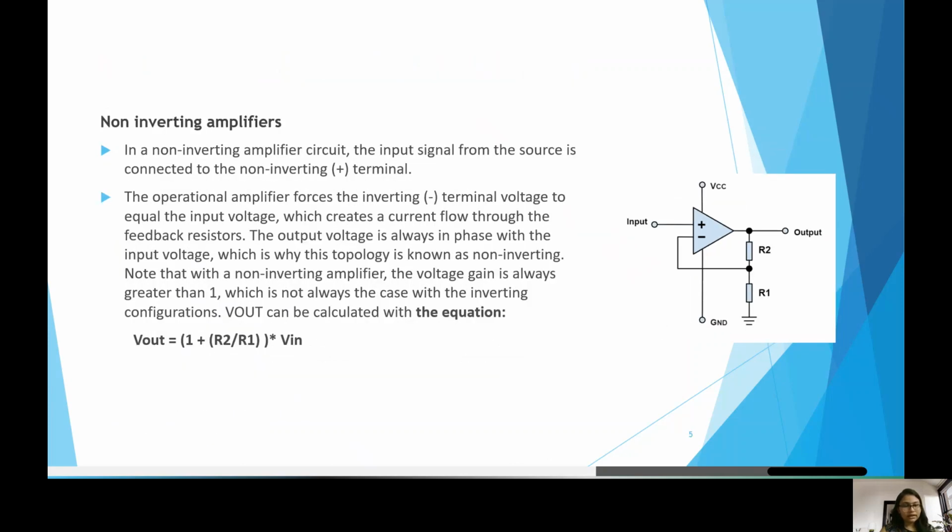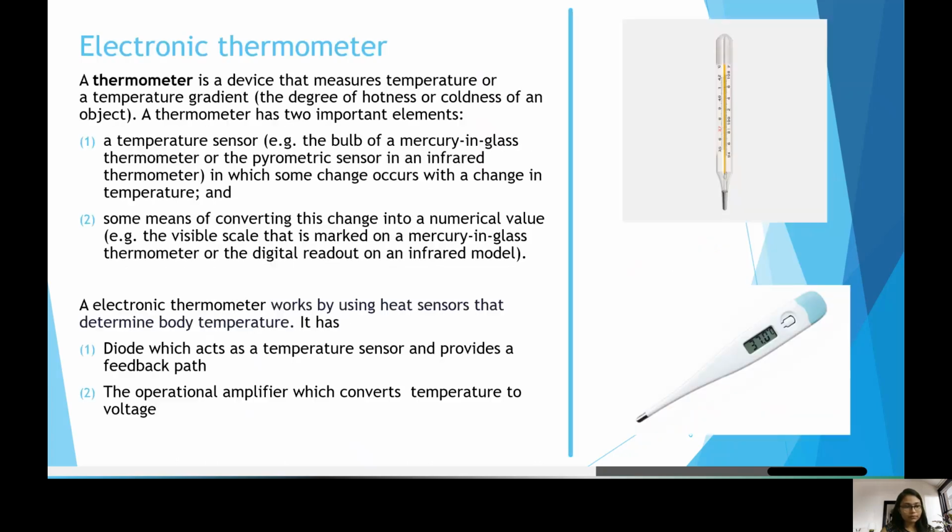Non-inverting amplifiers. In such a case, the input signal from the source is connected to the non-inverting, that is the positive terminal. In this case, the gain of the amplifier is 1 plus R2 by R1, and thus the Vout is given by 1 plus R2 by R1 into Vin.